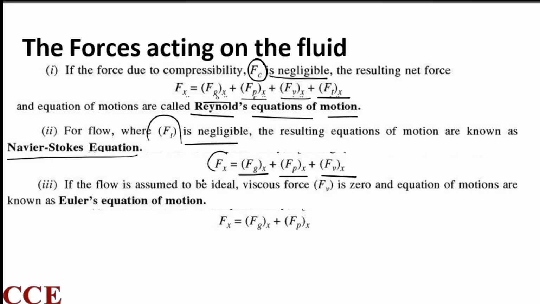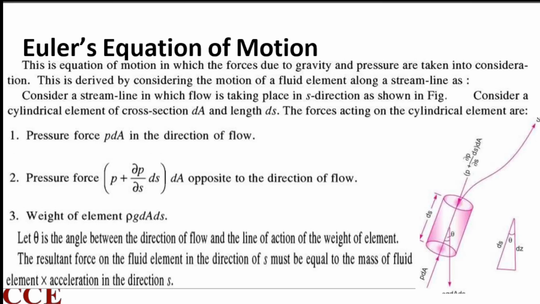In the Navier-Stokes equation, if we assume that the fluid is ideal, the viscous force Fv is equal to 0. Hence, the equation is modified into Euler's equation of motion: Fx = Fgx + Fpx. Now, there is a simple derivation related to Euler's equation of motion.